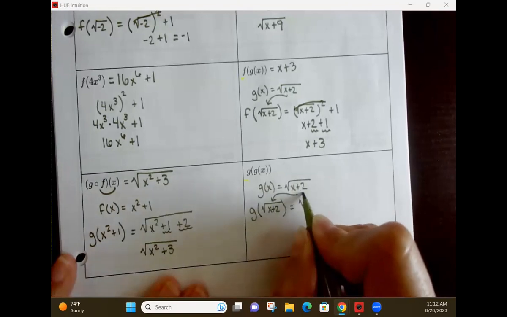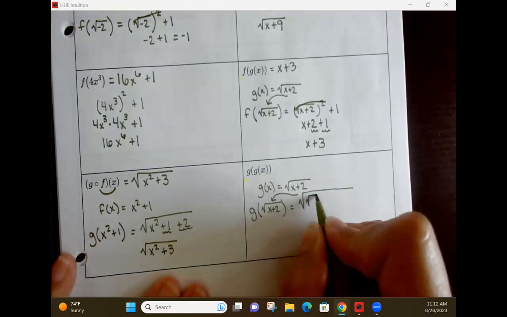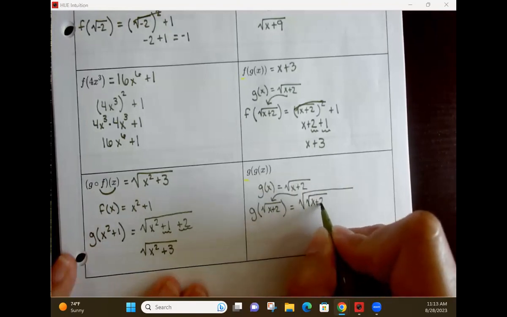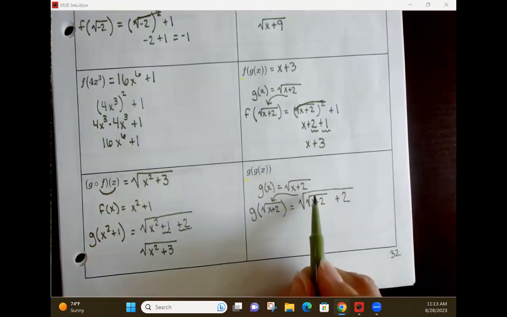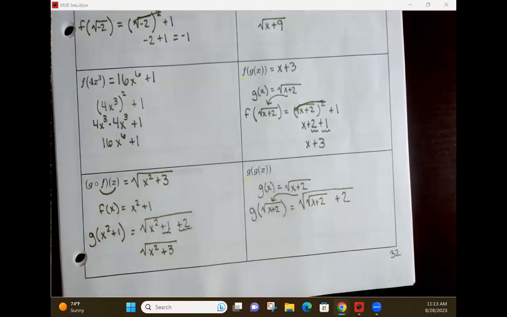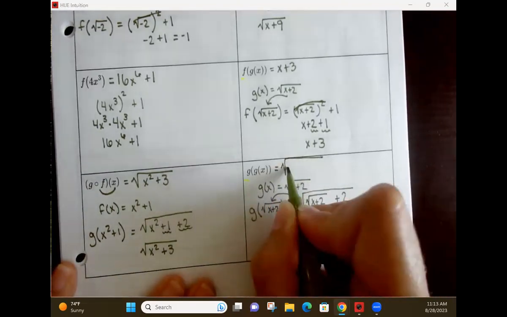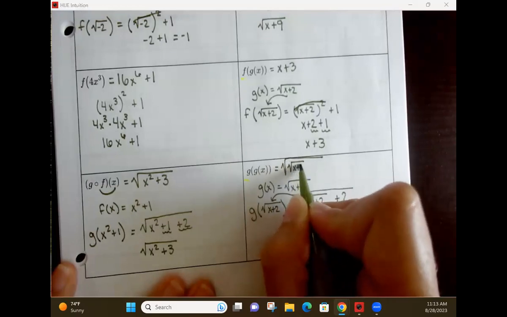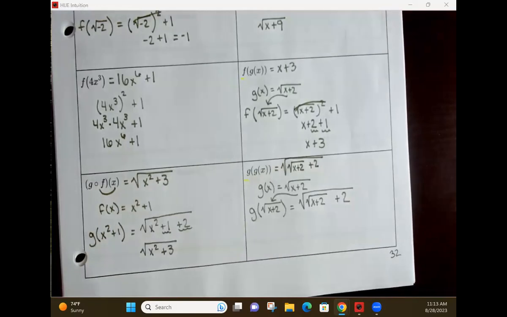So this one's going to look a little funky. That's okay. So in for x, I put the square root of x plus 2, and then I've got plus 2. So I've got some sort of nested square roots here. This looks weird. That's okay. So what's g of g of x? It is the square root of the square root of x plus 2, plus 2. The last one was weird. That's okay.